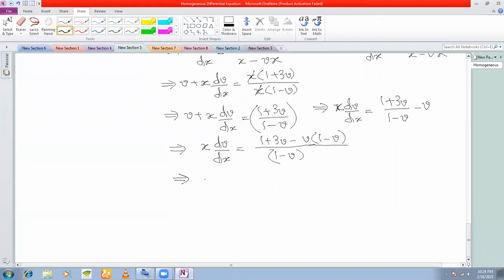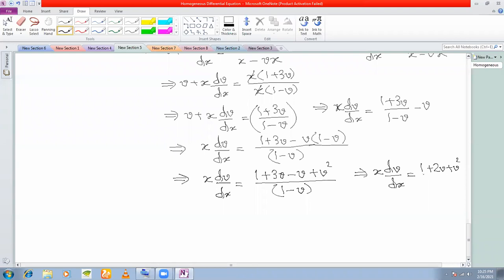That means now you get x dv/dx is equal to, if you simplify this, (1 + 3v - v + v²)/(1 - v), right? So you get x dv/dx is equal to, now you get (1 + 2v + v²)/(1 - v), isn't it? Will you get this or not?